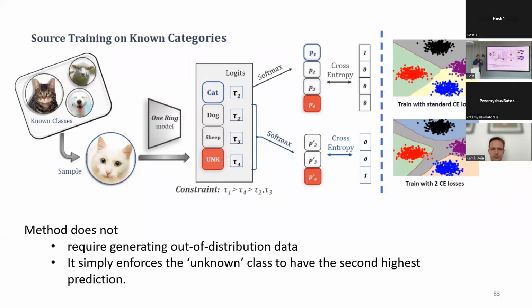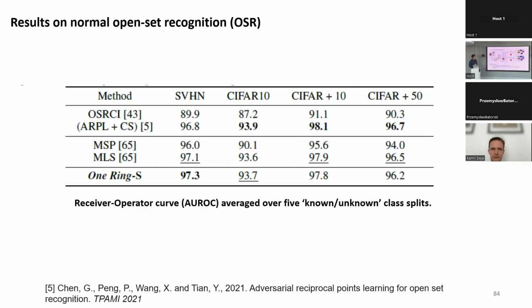So the nice thing of this method is you don't need any out of distribution. You don't even generate to train it. And we tried it on a set of applications. This is the normal open set, so there is no domain adaptation problem. And it got competitive results with state-of-the-art methods out there.